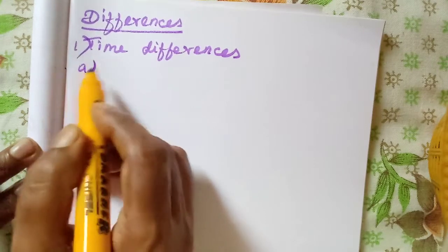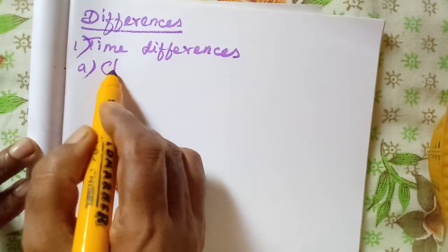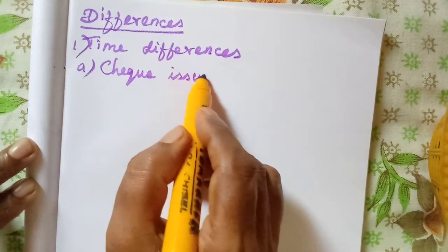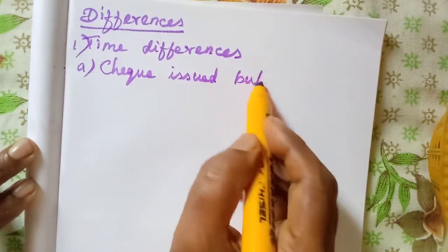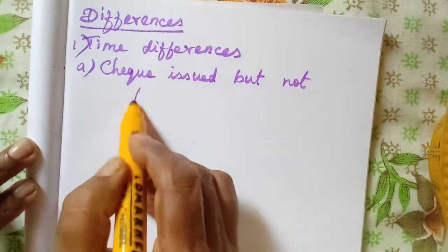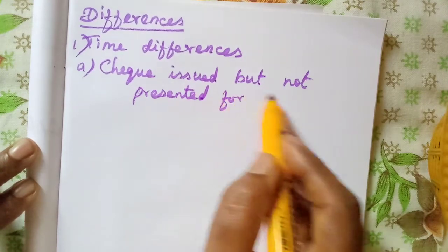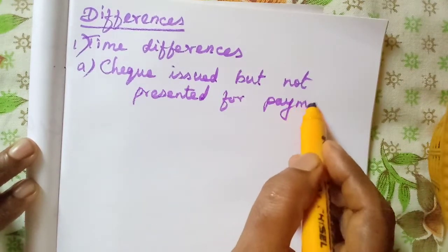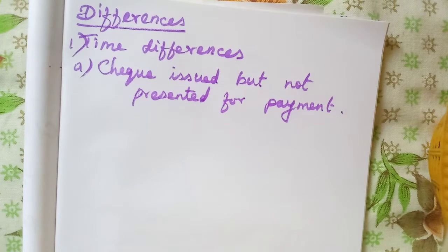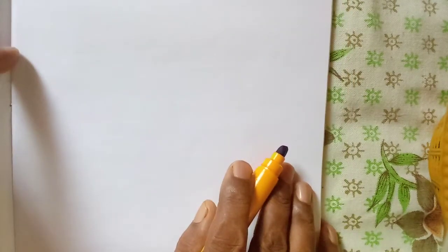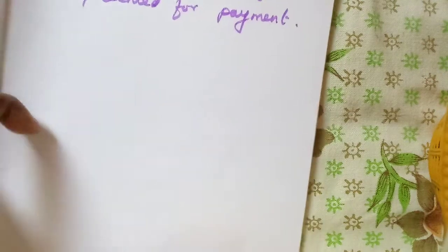First one, check issued but not presented for payment. Check issued but not presented for payment. Here I will explain this one with the cash book. Okay.